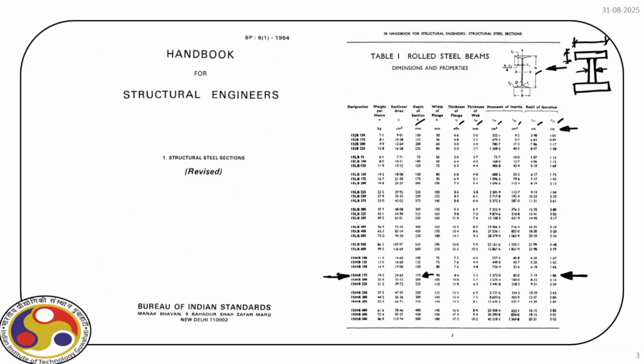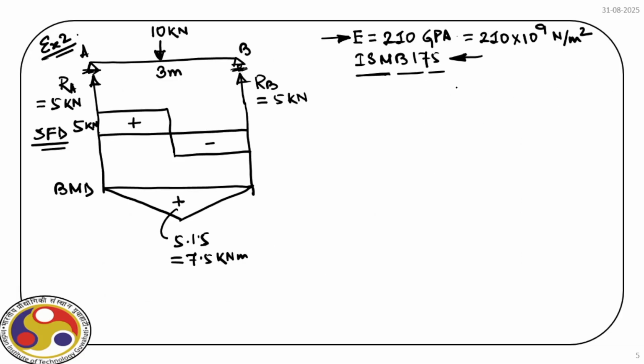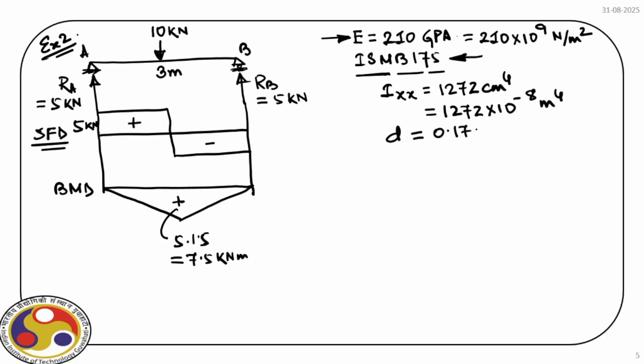Now coming back to the problem, for this ISMB 175, the moment of inertia about xx axis is given and it is 1272 centimeter to the power 4. So what we get, 1272 into 10 to the power minus 8 meter to the power 4. And the depth of the section is 175 millimeter, that means 0.175.